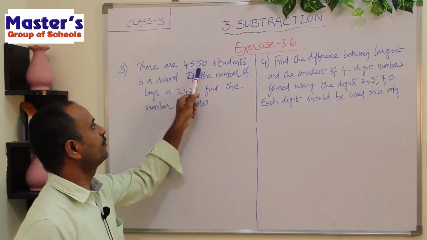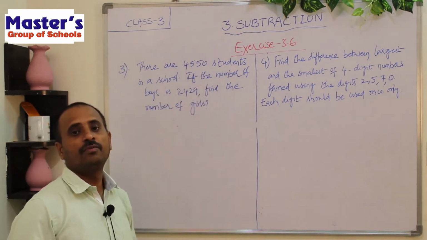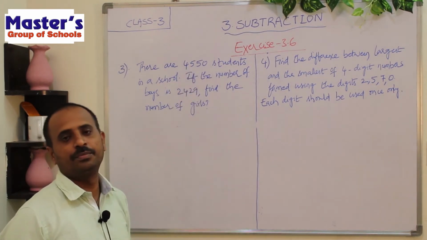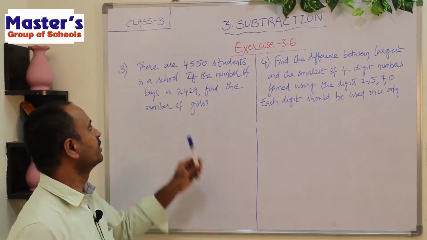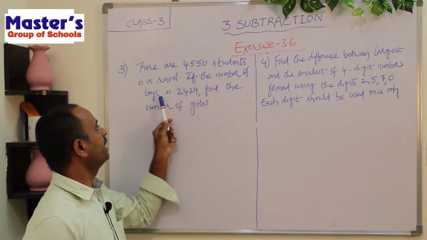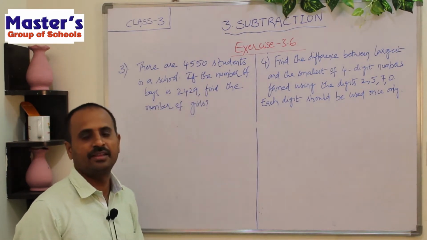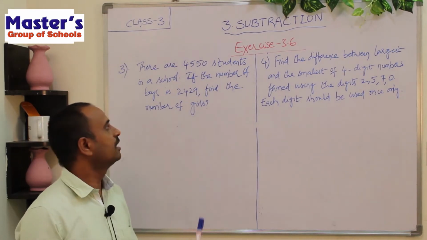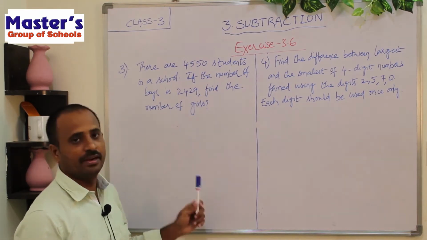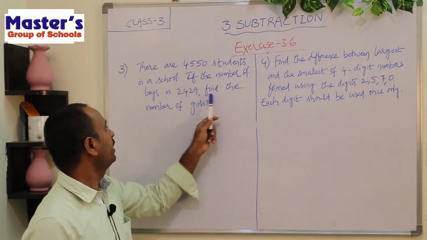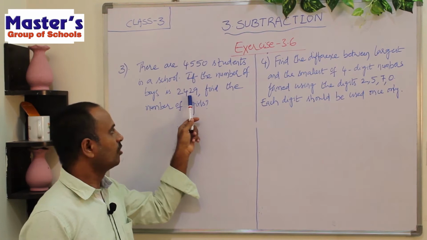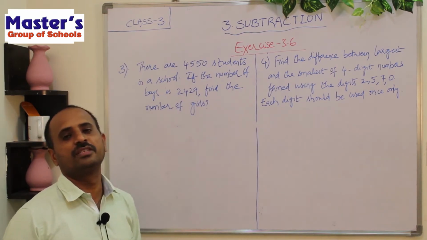There are 4,550 students in a school. So what is the total strength of this school? 4,550. That means the total number of students in the school is 4,550. If the number of boys is 2,429, that means among all the students, the number of boys is 2,429. Then what do we have to find in this problem? Find the number of girls. They have given the number of boys and now we have to find the number of girls in that school.